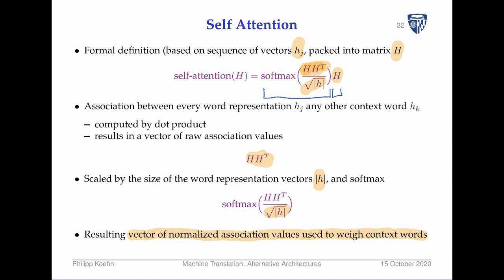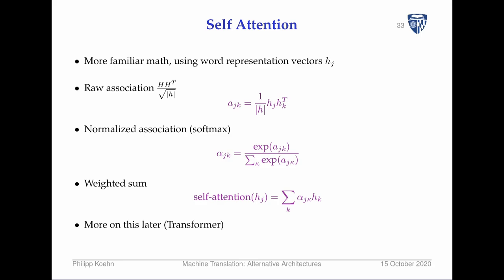Okay, so let's look at it again, showing the same thing with slightly different math. We have the input word representation HJ, and we want to produce an association score between each HJ and HK. HK is transformed so that this is a dot product, and this computes the association score. It's normalized by the size of that input vector. Then we normalize that with a softmax, as we have done previously with the attention calculation. And then we compute the weighted sum. So here's the vector coming in, multiplied with the weight, and summing up over all the context words. That's self-attention.